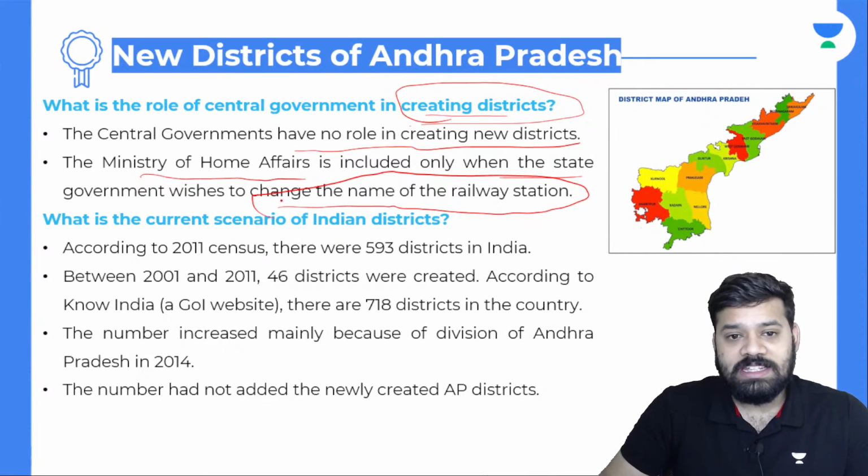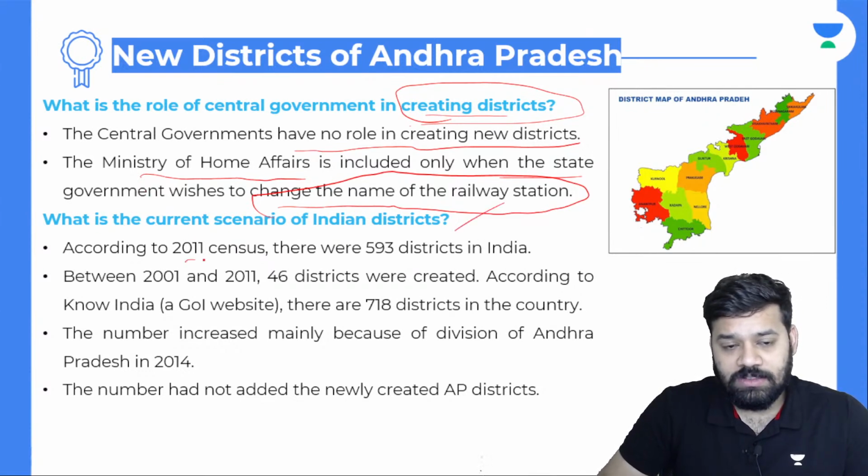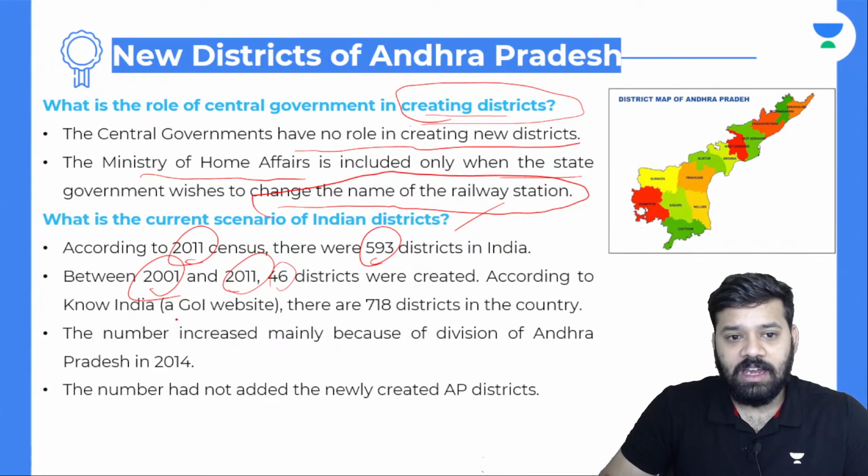And what is the current scenario of Indian districts? In the 2011 census, there were 593 districts in India. Between 2001 and 2011, 46 districts were created according to a Government of India website. Know India is a Government of India website. You can also go to this website. This is very useful for competitive examinations. If you want to do your revisions, you can do them using this Know India website.